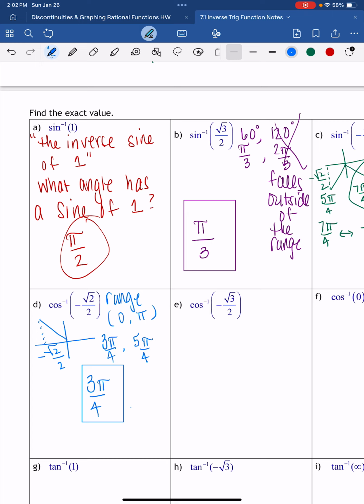I wasn't kidding when I told you that we were going to be doing unit circle for months. Okay, let's keep on trucking.